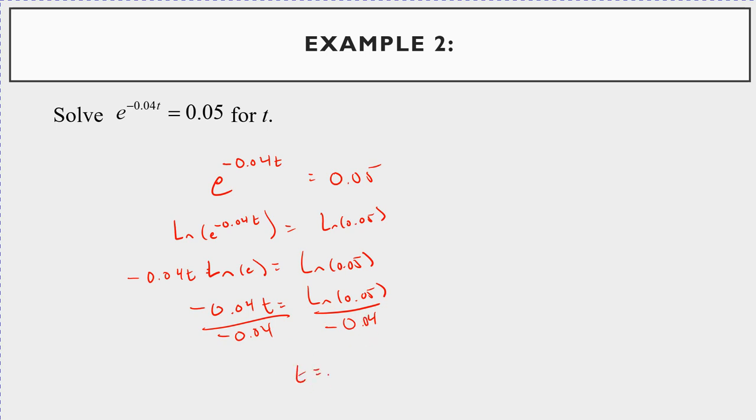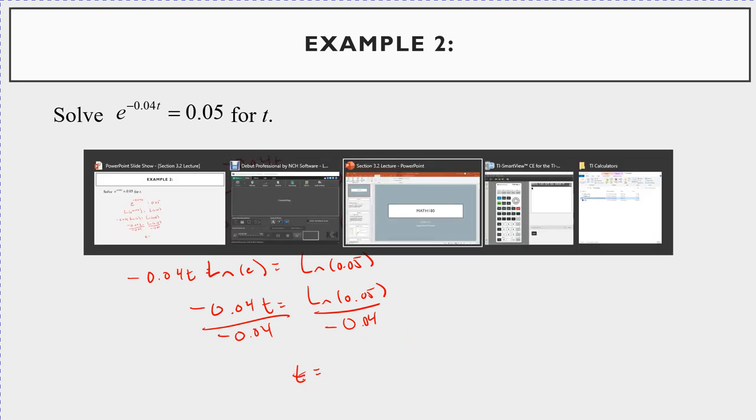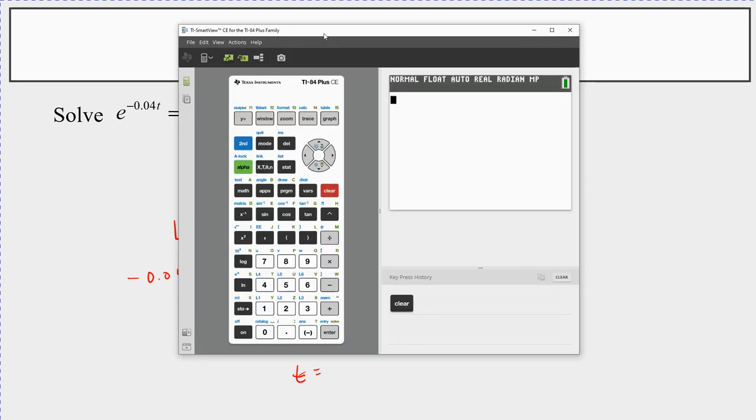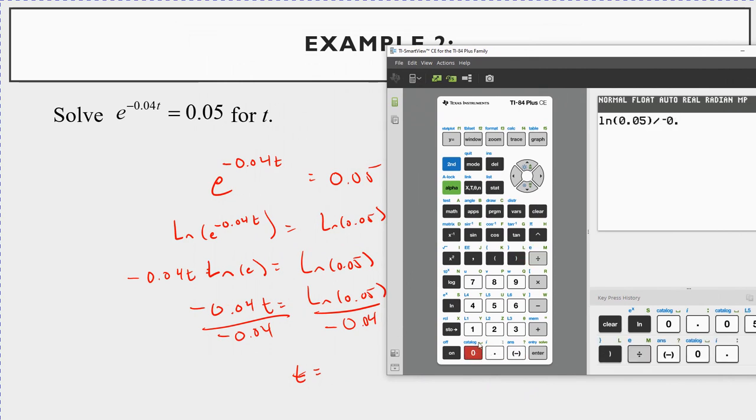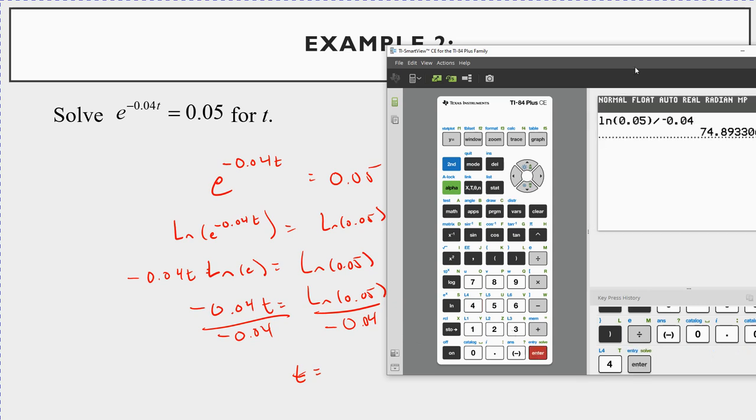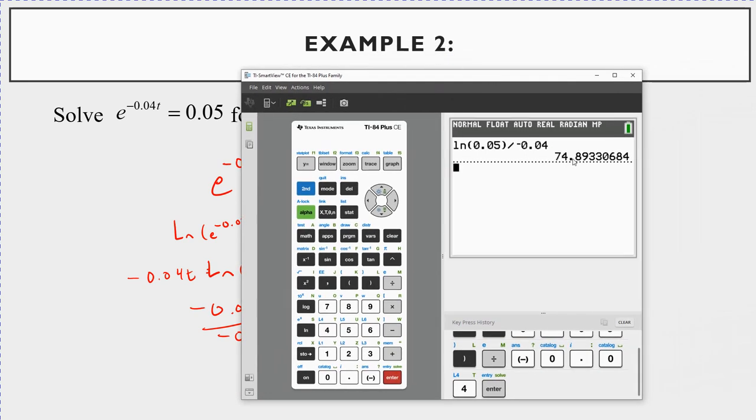And you get t is equal to, you can just use your trusty calculator here. So it's the natural log, you can see the natural log button here, of 0.05, close the parentheses, divided by minus 0.04, and it's roughly 74.89. I'll round it to 2 decimal places.